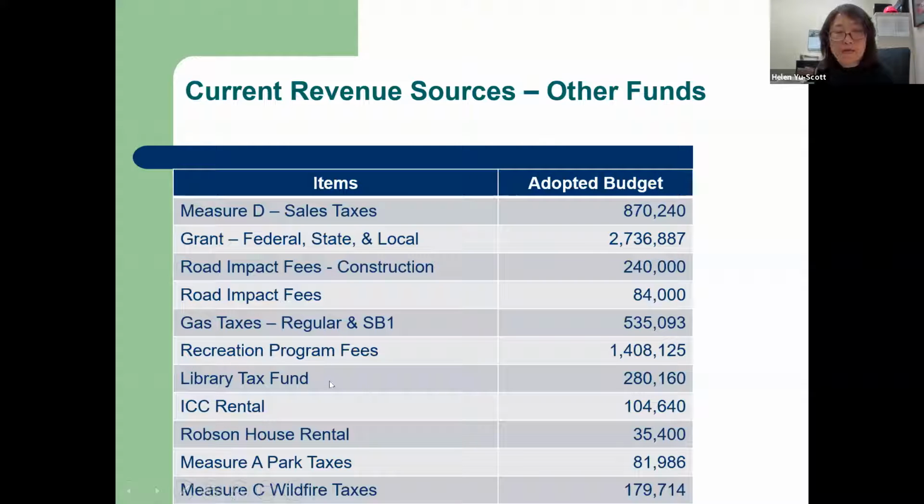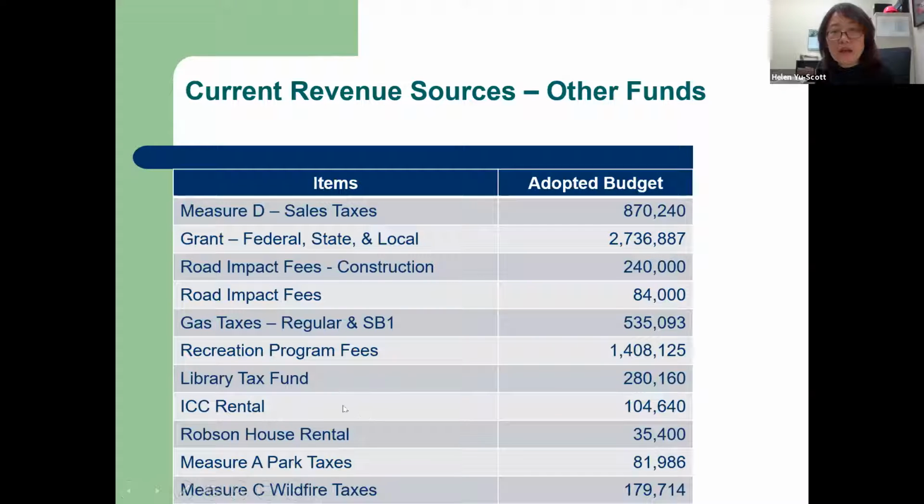So for the library tax fund, the town collects $280,000. This fund is dedicated for library programs, especially children's library, library related events. We support about 1.2 FTEs, and then other things like supplies, internet service related to the library program.